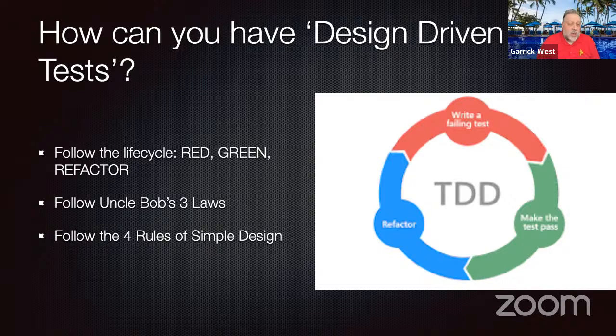And the three laws are, number one, you write production code only to pass a failing unit test. That's that first step in the red. Number two, you write no more of a unit test than is sufficient to fail. Compilation failures are okay failures. And number three, write no more production code than necessary to pass the one failing unit test. So you're doing these in all these small steps.